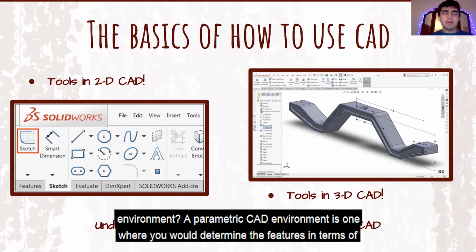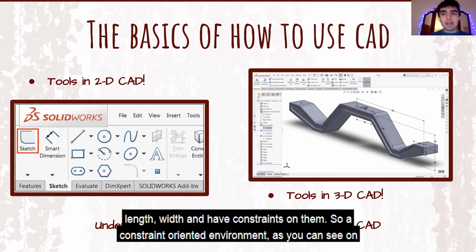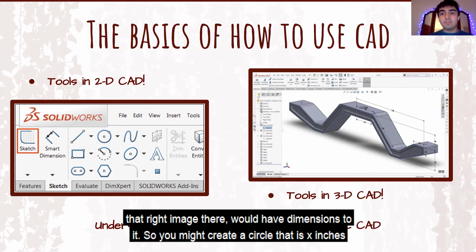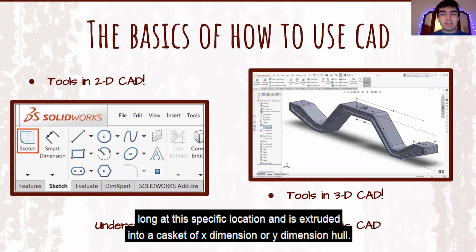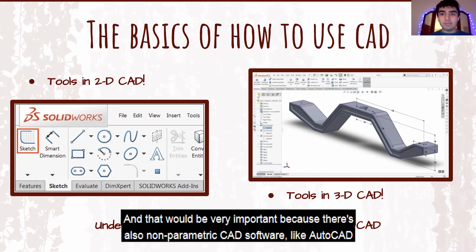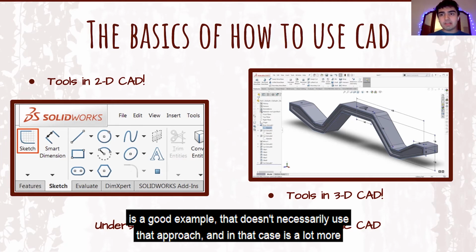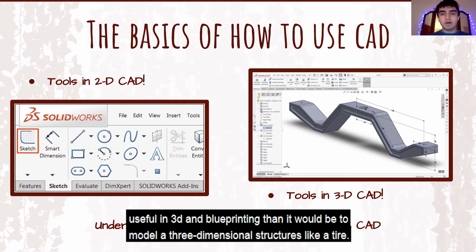So what is a parametric CAD environment? A parametric CAD environment is one where you would determine the features in terms of length and width, and have constraints on them. A constraint-oriented environment, as you can see in that right image, would have dimensions to it. So you might create a circle that is X inches long at this specific location and is extruded into a cylinder of X dimension or Y dimension tall. That would be very important because there's also non-parametric CAD software, like AutoCAD, a good example, that doesn't necessarily use that approach. In that case, it is a lot more useful in 2D and blueprinting than it would be to model three-dimensional structures like a tire.